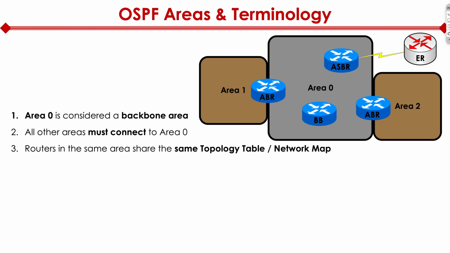Routers in the same area share the same database or topology table. In other words, this router right here, this router right here, this and this, all four of these will have the same view of the entire network, meaning they'll see the same links being advertised, same networks being advertised. They're going to see the exact same picture of the entire network. The only difference is that each router is going to be at the center of the universe.